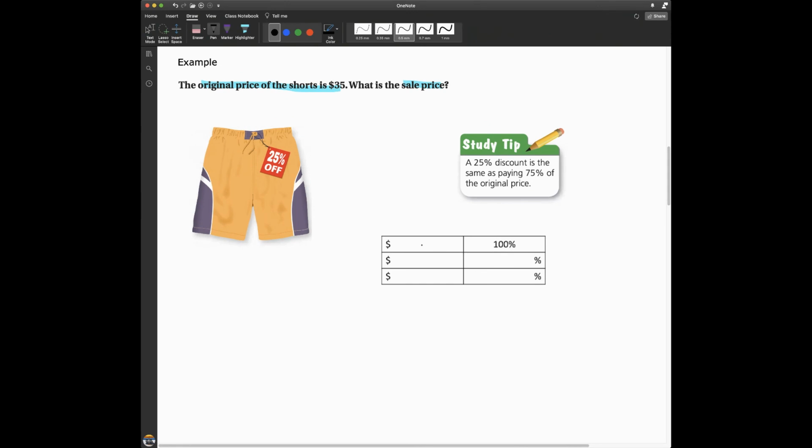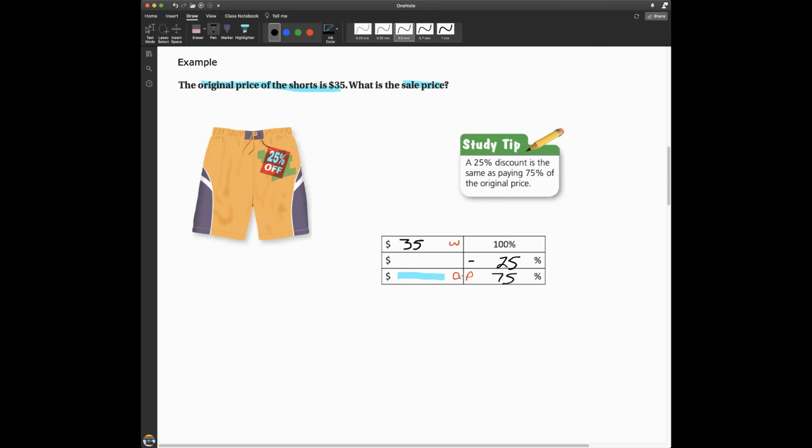So we know the original price of the shorts is $35. So we'll put 35 there. We want to know what the sale price is. We want to know what this is. The other thing is, if you have your table, you can label this. This is W, that's the whole, the part, and this is the percent. We want to know what the sale price is. We know that the shorts have been discounted 25%. So what we want to do is subtract 25%. And 100 minus 25 is 75.